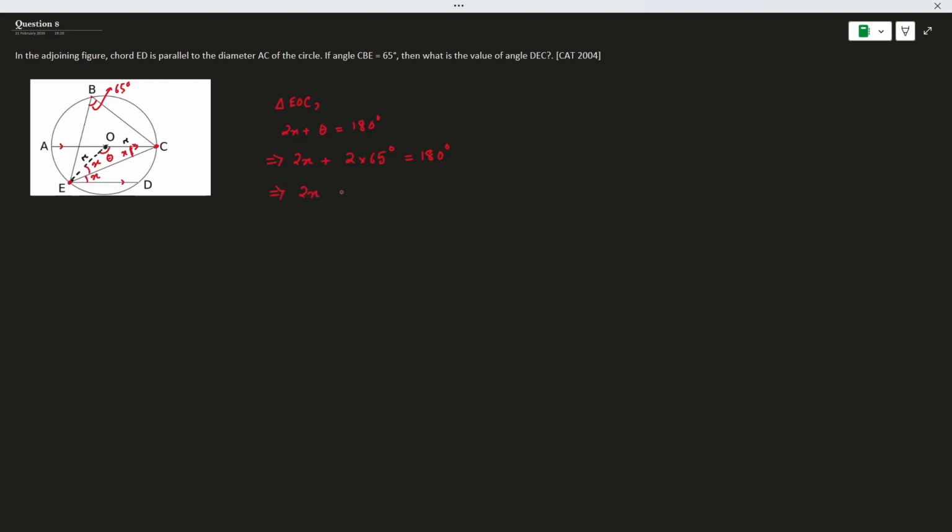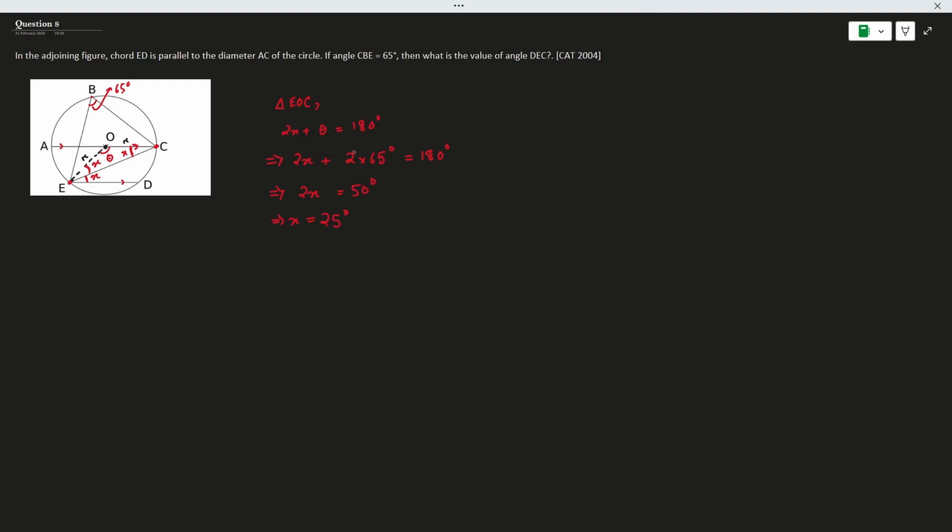From here I can say 2x, this will be 130, so 180 minus 130 is 50 degrees, so x is 25 degrees. Okay, I will again explain the solution. Since AC is parallel to ED and EC is the transversal, this angle DEC will be equal to angle ECA, alternate interior angles. Join these points O and E, they will form a radius, and OE and OC will be equal because they are radii of the same circle. That means angles opposite to these two sides are also equal to each other. So this angle will also be X.